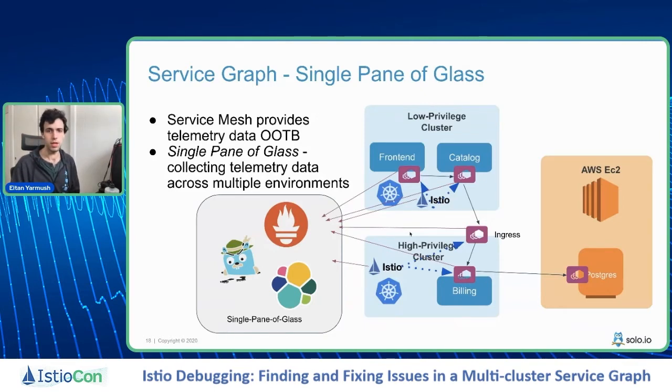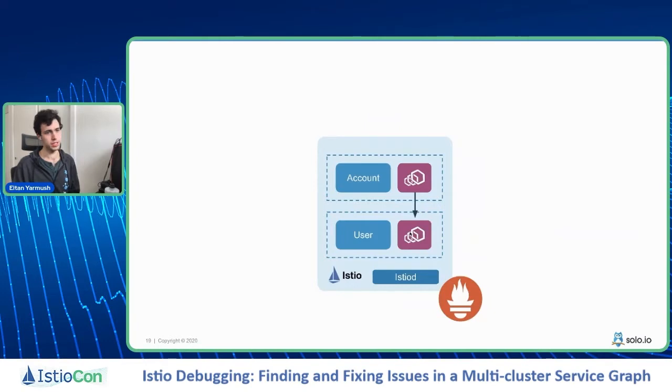So to illustrate this problem, we're going to start with a simple single cluster scenario. So here we have Istio running in a single cluster environment with just a couple of services, and Prometheus is deployed there. So Istio is creating metrics for all of these requests, and Prometheus is scraping them. And so the operators and developers have access to these metrics so that they can figure out what is going on in the system. However, let's scale this up.